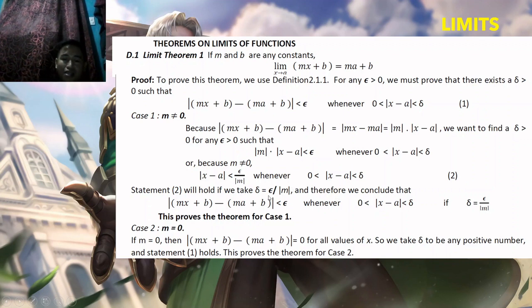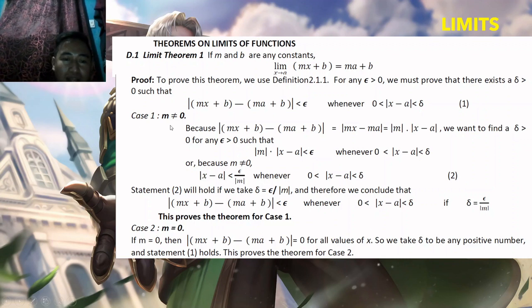And therefore, we have found delta, class. We conclude that, okay, this is less than epsilon whenever, if delta is equal to epsilon over the absolute value of m. So this proves the theorem for case 1.